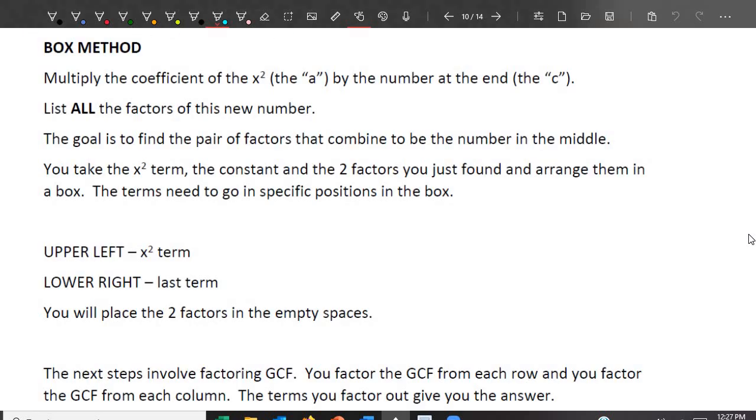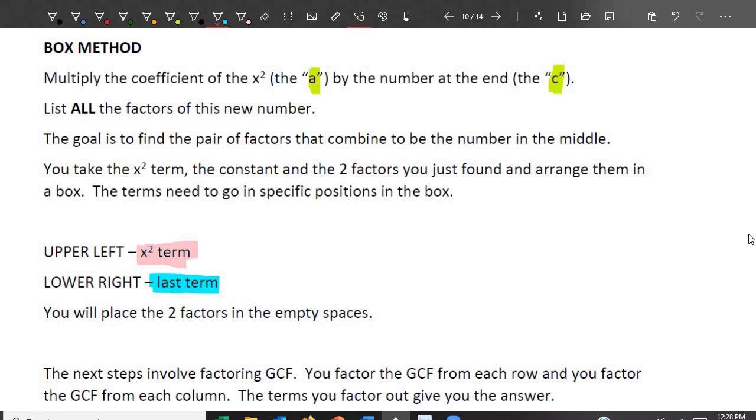Now, the box method is similar to the grouping method. It just puts it in a box. Now, we're still doing the same thing. We're multiplying the A and the C together. We're going to list all the factors, find the number in the middle, so everything works the same. It's just how we organize it. In the box, the x squared term goes in the upper left. The last term goes in the lower right. The two numbers you find that equal the one in the middle goes in the other two boxes.